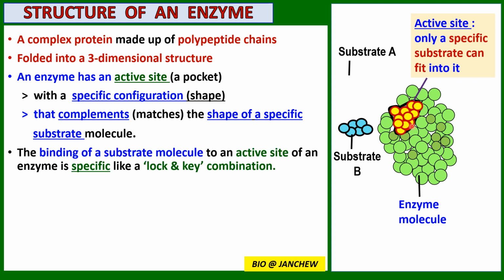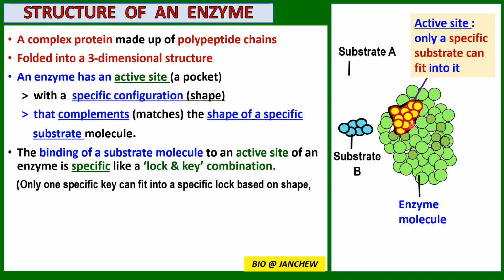So the binding of the substrate molecule to an active site of an enzyme is specific, like a lock and key combination, based on the shapes of the active site and the shape of the substrate molecule, right? So only one specific key can fit into a specific lock based on shape. Sometimes when you want to open a lock, you have so many keys to try. You have to try it one by one until one key fits in, and then when you turn it, it will open the lock, right? Because the shape of the key matches that of the lock, then the lock can be opened.